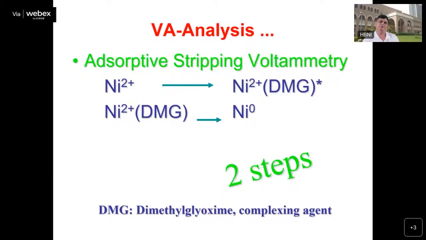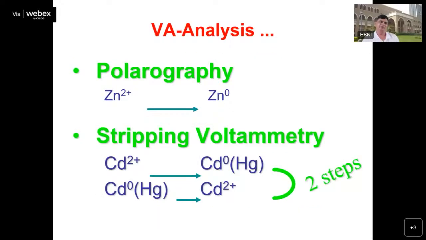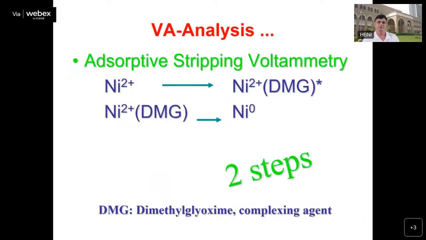Whereas in the case of adsorptive stripping voltammetry, you have seen both the differences. In stripping voltammetry, there is amalgam formation with the mercury, but here we do the pre-concentration. The pre-concentration of the nickel is done on the dimethylglyoxime, and from the nickel dimethylglyoxime, we then extract back these metal ions. So that's how we increase the detection limits.